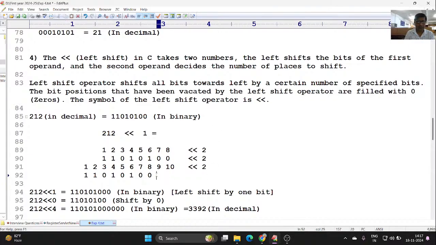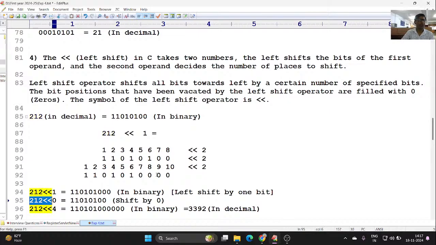So what should I write here? 0 and 0. Okay, and this number will become, and then convert this number to what? Decimal, and this decimal number will be printed. Clear now? Clear? Similarly, if you left shift by 1, you will get in binary this value.